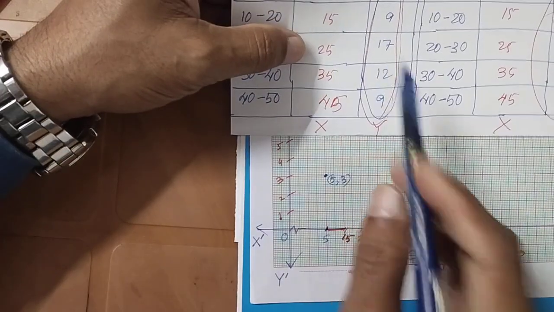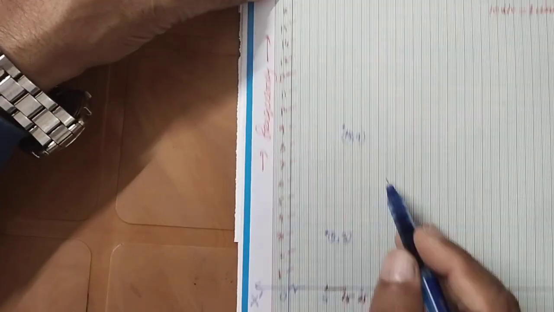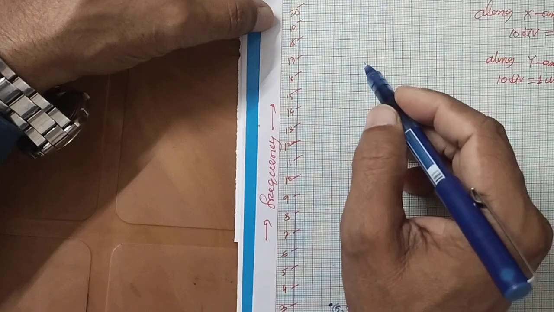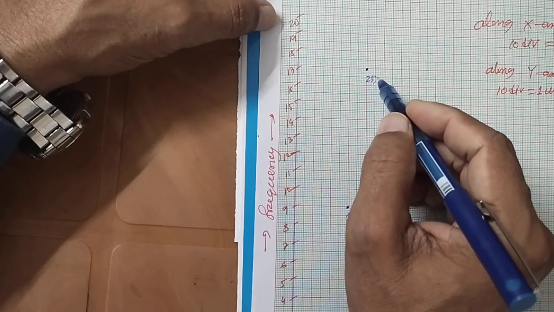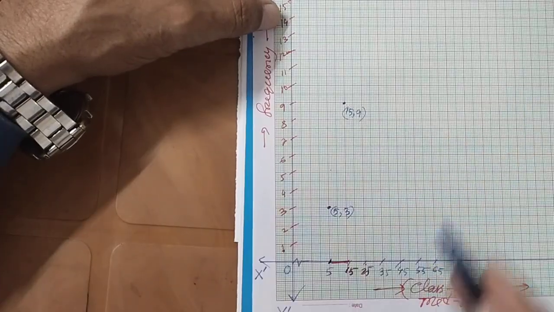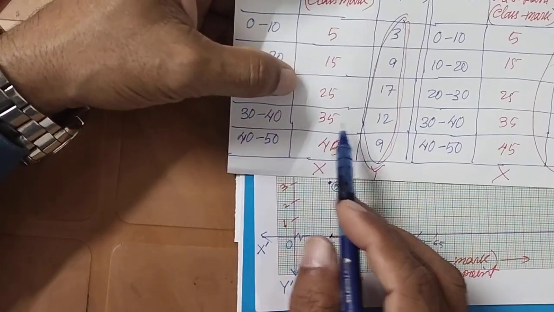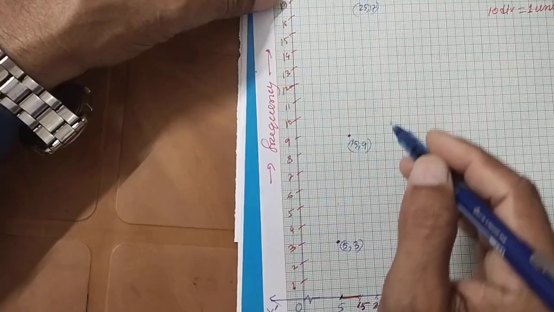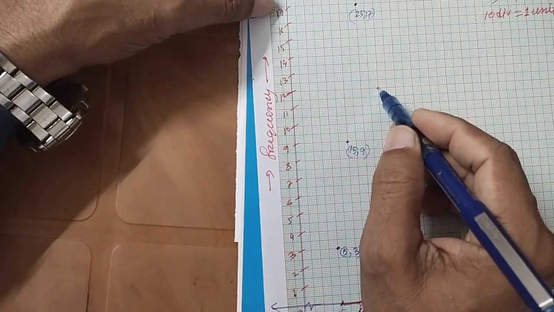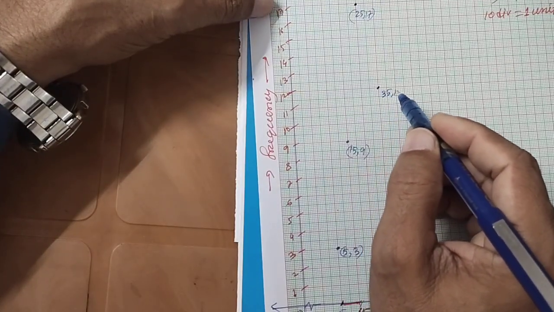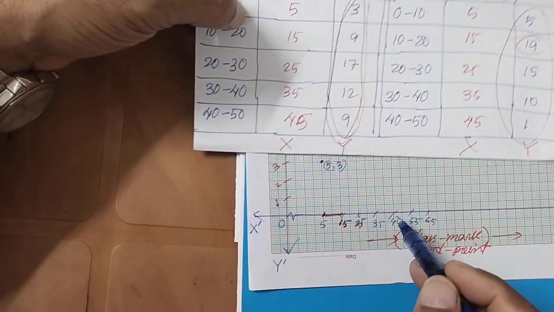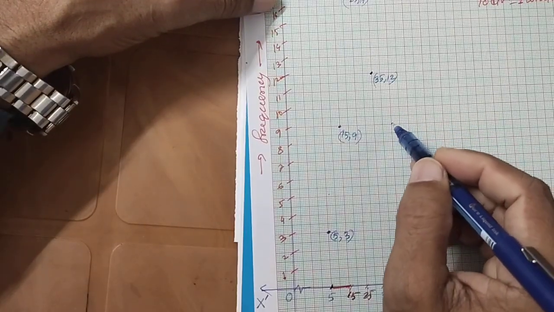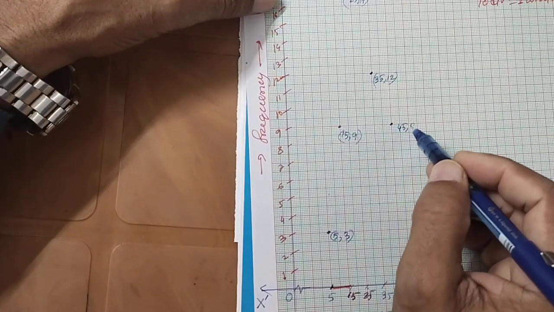Then at 25 it is 17. So this is the point. We'll mention here it is 25 along x and 17 along y. Then at 35 it is 12. So this is the point 35, 12. At 45 frequency is 9. So this is the point, along x 45, along y it is 9.